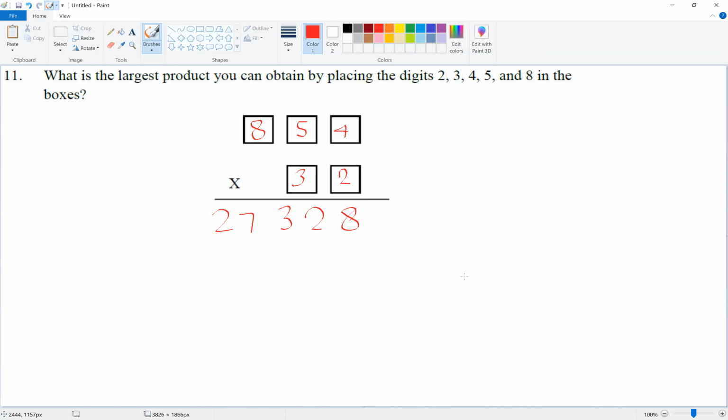I think I did one that will be bigger. For the top 3 digits, I did 8, 4, and 2, and for the 2-digit number, 5 and 3, I think. I don't have my paper with me right now. 8, 4, 2, 5, 3, which is 44,626. Anybody got bigger than this?